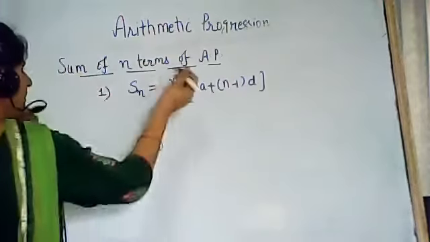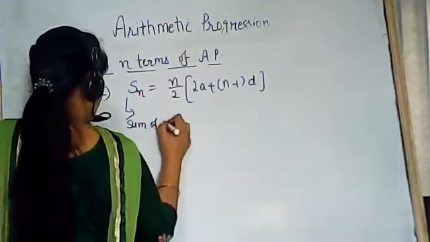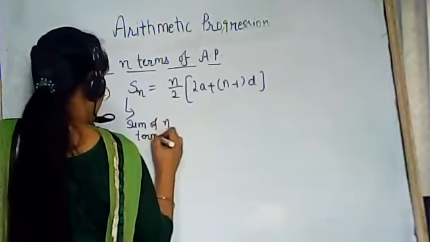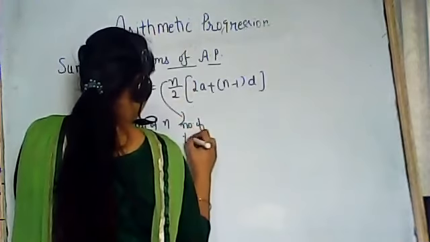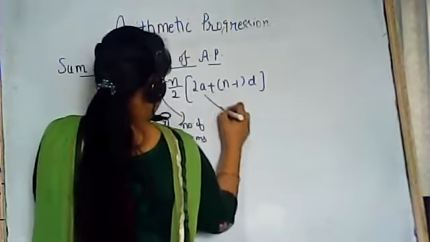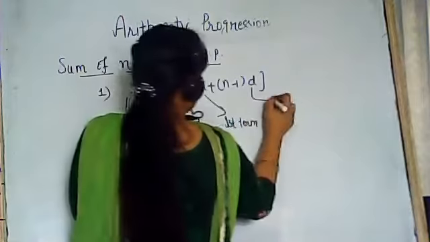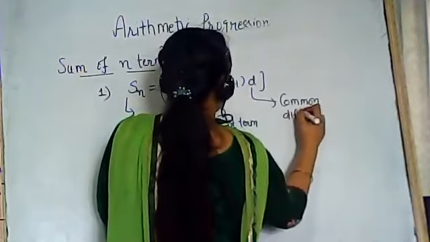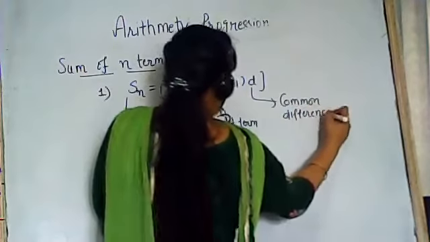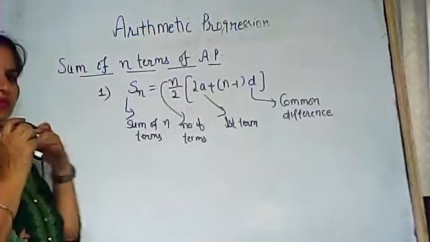So beta, what is the meaning of all these symbols? Sn will denote the sum of n terms. n means the number of terms. a is our first term as we have already discussed. And what is d? This will be the common difference of the particular sequence or series. So beta, this is the meaning of all the symbols in the first formula.